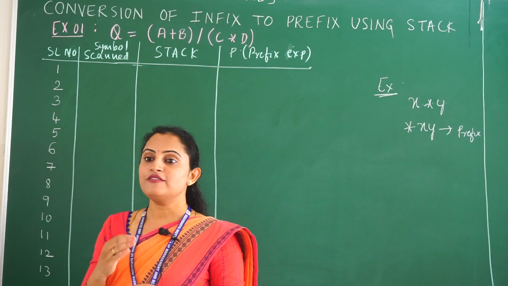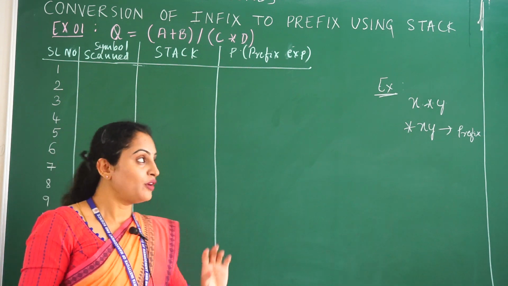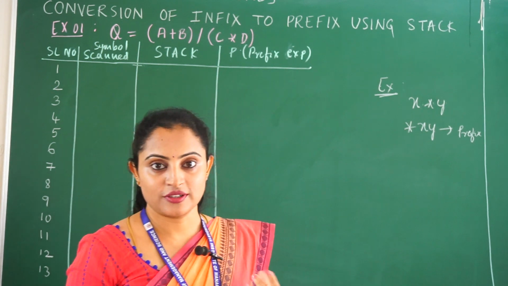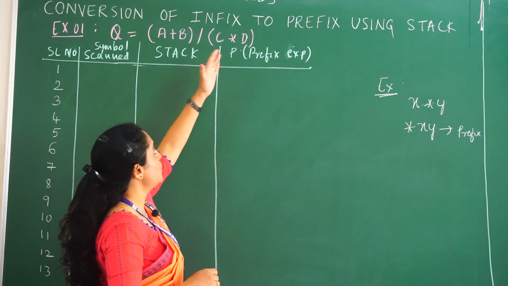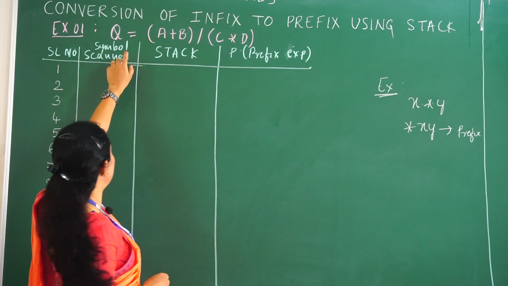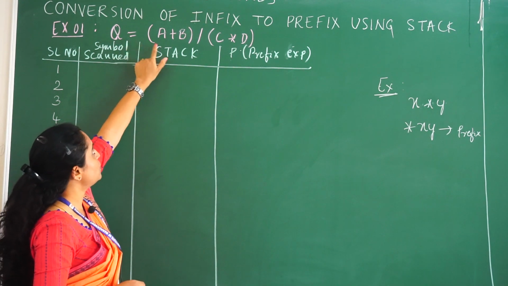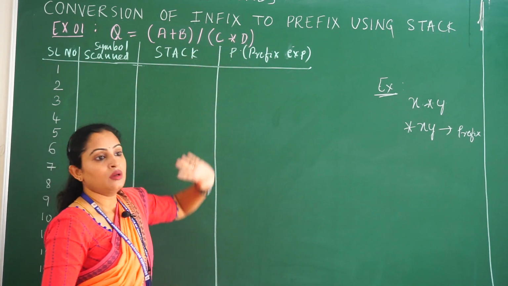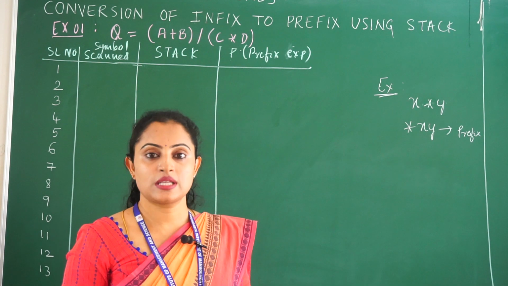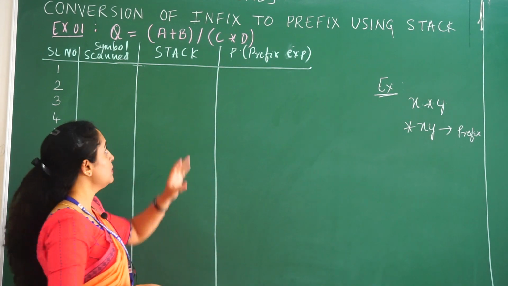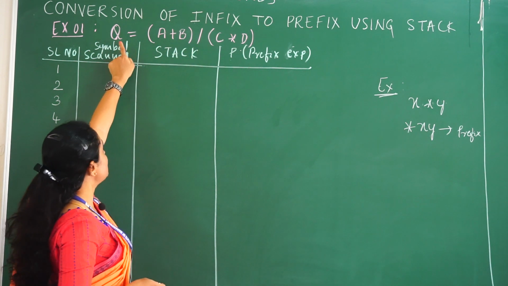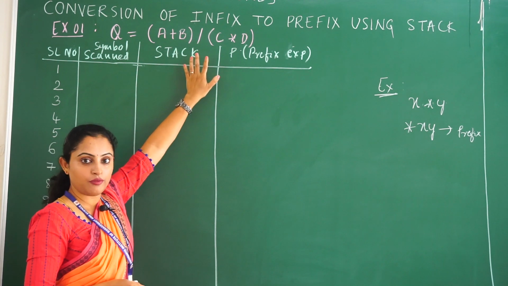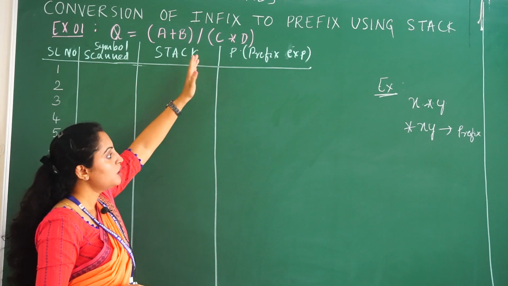So conversion of infix to postfix and conversion of infix to prefix, there is not that much difference, only a few rules are different for converting infix to prefix. Before that, here we have the expression, that is q = a + b / c * d. So this is the given expression. Whenever an expression is given, it should be a valid infix expression. So q is the arithmetic expression in infix form, and this we have to convert to prefix.